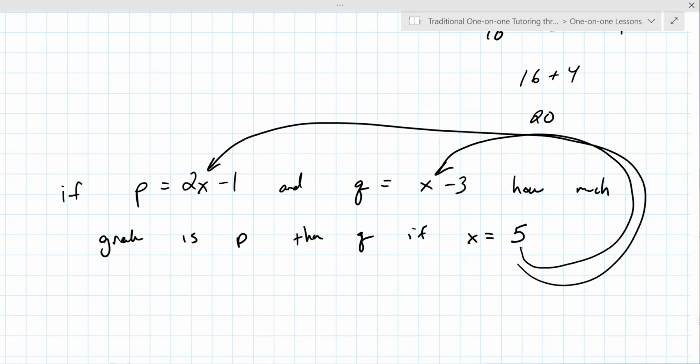What is 2 times 5 minus 1? What is p? Give me the value of p first. The value of p right there. That's going to be p equals 9. P is 9. Okay. And do the same thing for q. What is q? Q equals 2.